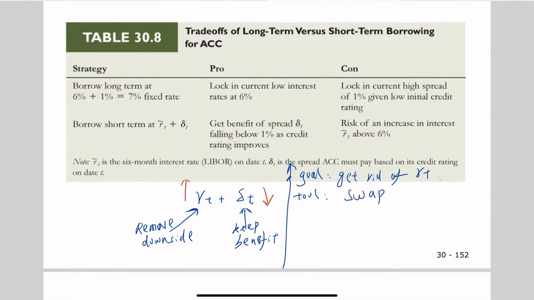To be more specific, what kind of swap does this firm want to use? Well, the firm wants to get rid of the floating rate, and the firm wants to get the fixed rate, right? It wants to lock in the fixed rate. So the firm will enter a swap which can achieve this.